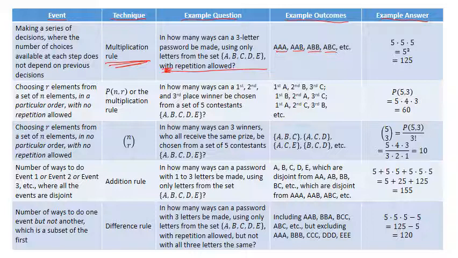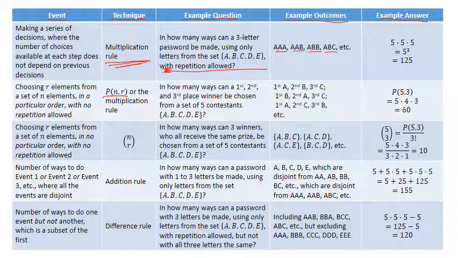Okay, so for the second row here, the second type of event that we've learned how to count is choosing R elements from a set of N elements in a particular order with no repetition allowed. You can actually use the multiplication rule for this too, it's fine. Or if you want to, you can use this thing right here, the P of N, R, that is the R permutations, which has its own special formula.